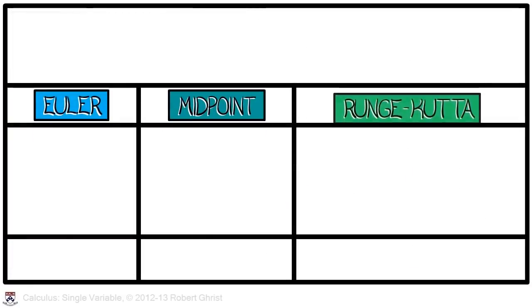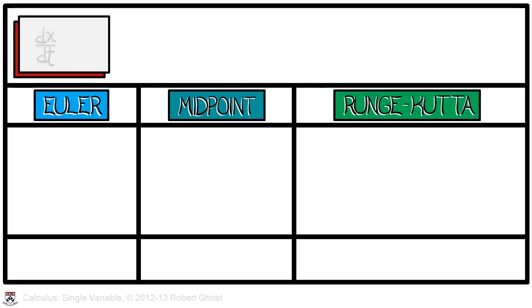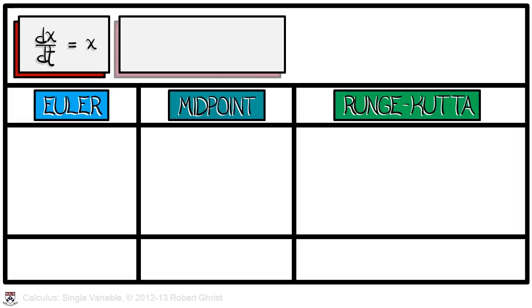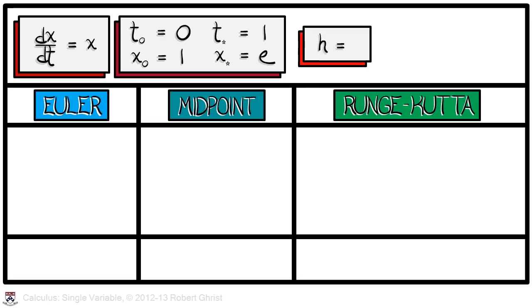Let's compare all these methods together in the one simple example that we know how to solve. dx/dt equals x, with the initial time 0, the initial value 1, the final time 1, and our final value, x star, which is known to be e. We've already seen what happens in the general case in Euler as h is going to 0. Let's be dumb. Let's use one step. We're going to take our step size h to be equal to 1.